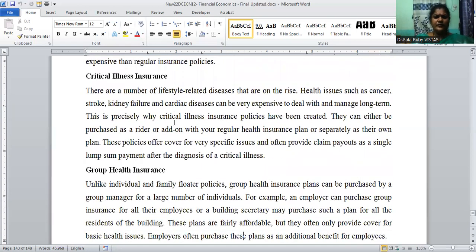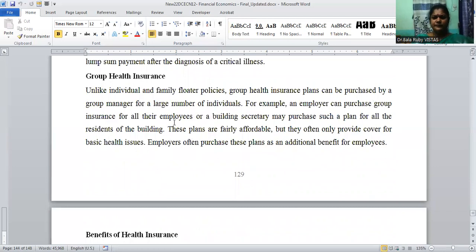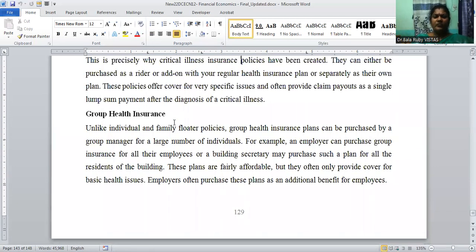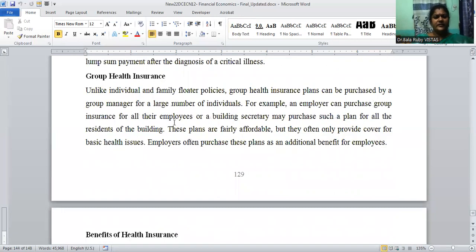These policies offer cover for very specific issues and often provide claims payout as a single lump sum payment after the diagnosis of a critical illness. Then let us concentrate on the group health insurance.